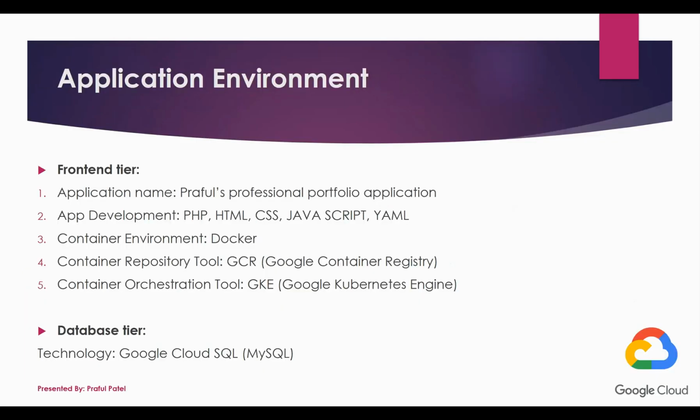This is a high-level overview of the application environment: what the application is and what it looks like. It is a two-tier application. The front end tier is a web application, as I mentioned, the professional portfolio application, developed with PHP, HTML, CSS, and some JavaScript. We also use YAML configuration files in order to deploy to Kubernetes.